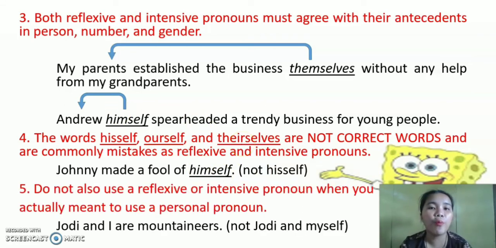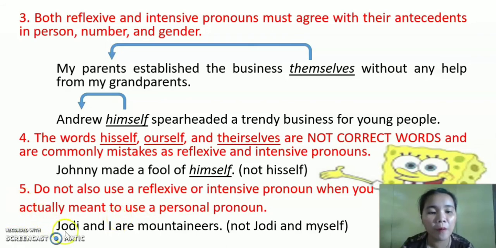Now, the fifth point, or the fifth thing to remember, is do not use a reflexive or intensive pronoun when you actually meant to use a personal pronoun. If it is a personal pronoun, like I, we, she, that is what you should use, okay? You should not use an intensive or reflexive pronoun. So you should first decide what you really want to put in the sentence.